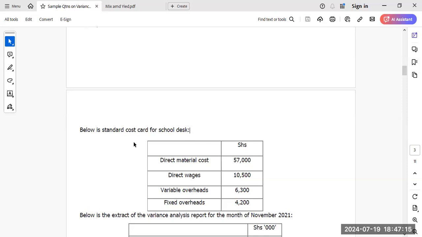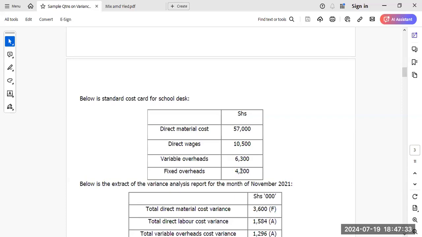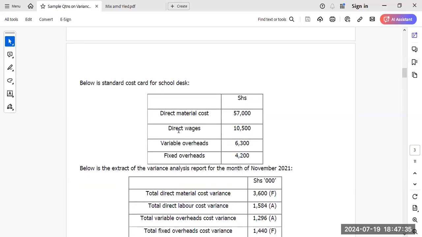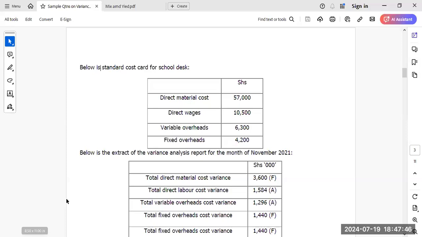Like here, the direct material they are talking about is the direct material you're going to incur on every school desk you produce. This is direct wages, this is variable overheads, and this is fixed overheads. This is per school desk because this is just a standard cost card for a school desk, not overall, okay?